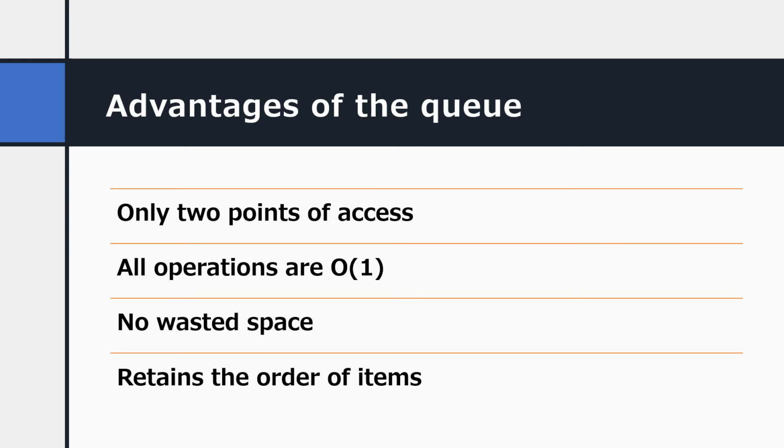Advantages of the queue compared, let's say, to other data structures such as lists and arrays is that there are only 2 points of access, one where we add data and one where we take it away. That means that all operations are of constant big O value, big O of 1. It takes one action to add or remove from a queue.